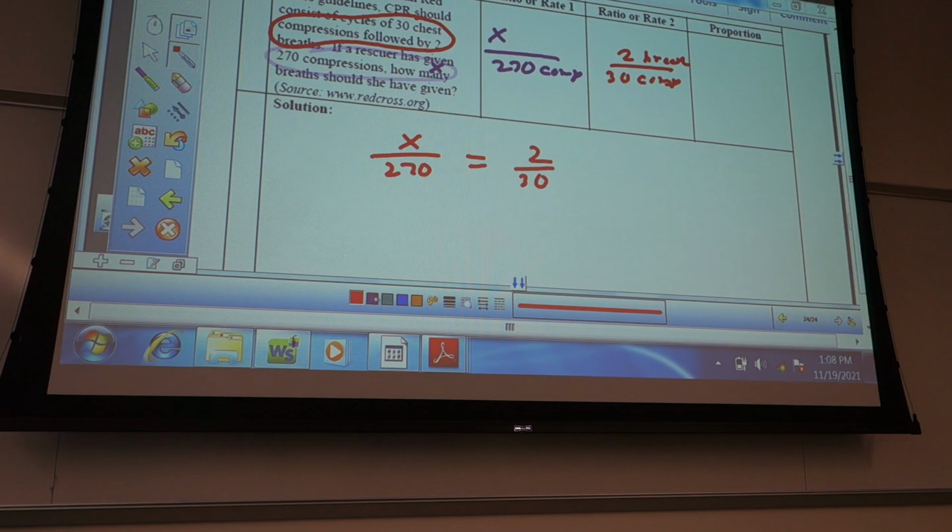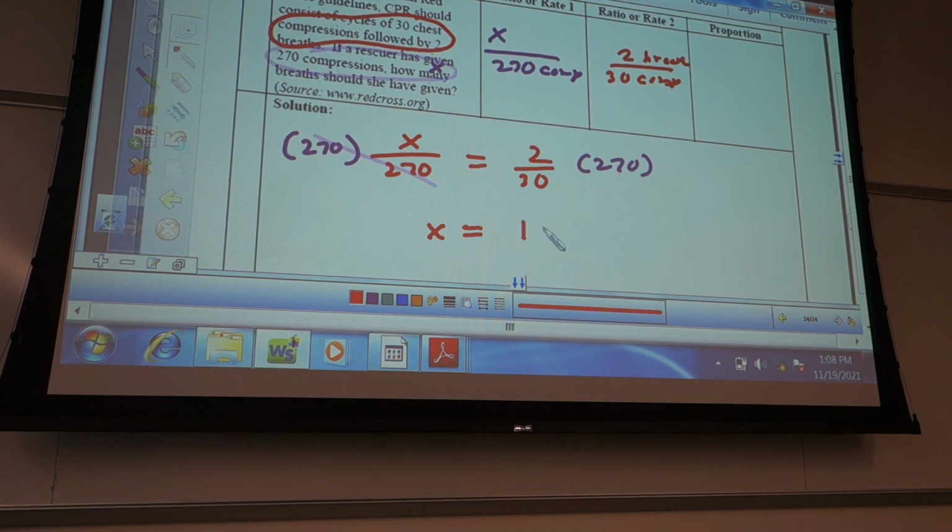And again, multiply both sides. I want the x by itself, so I'm going to multiply both sides by 270. These cancel out, and I'll end up with x equals 2 divided by 30 times 270, and that's 18. 18 breaths.